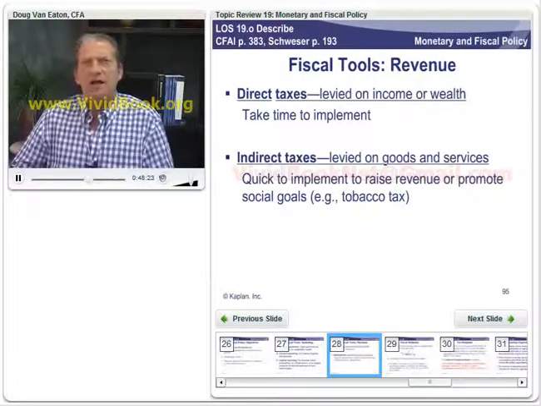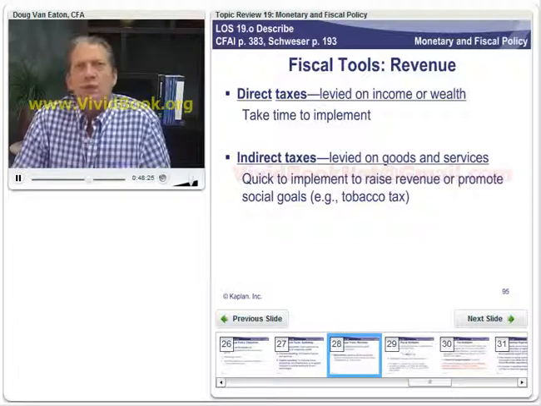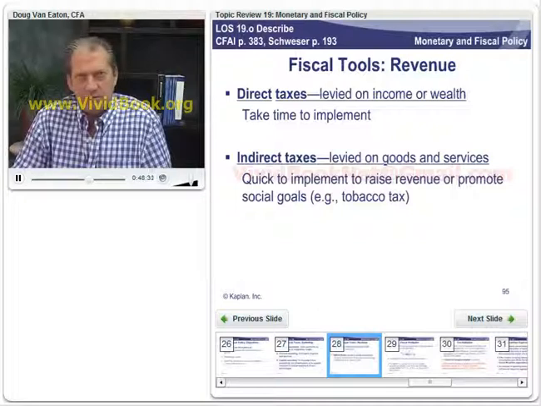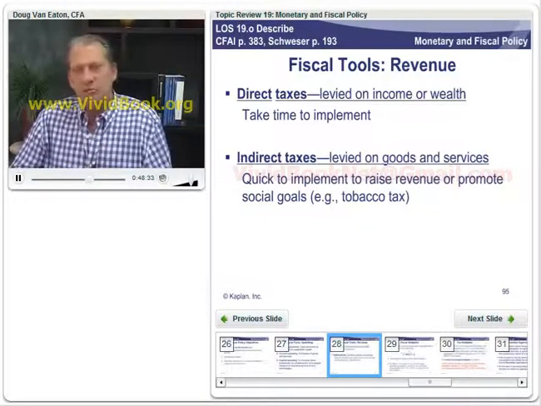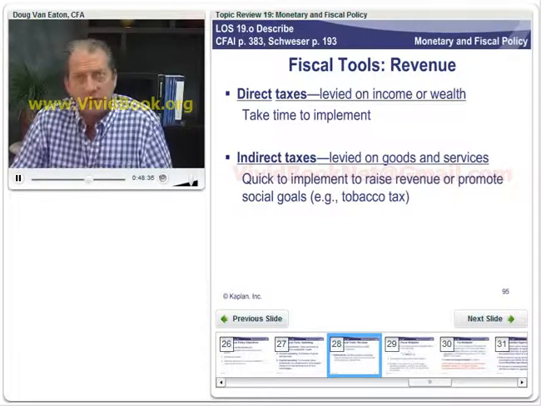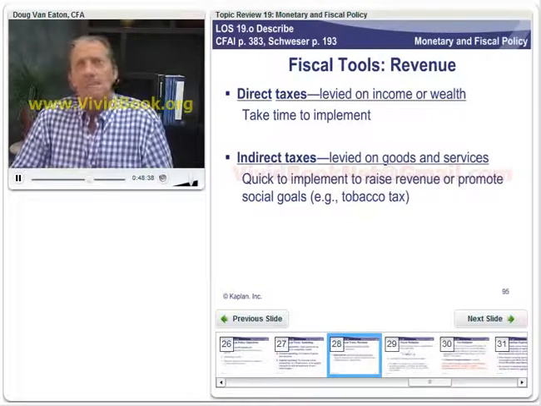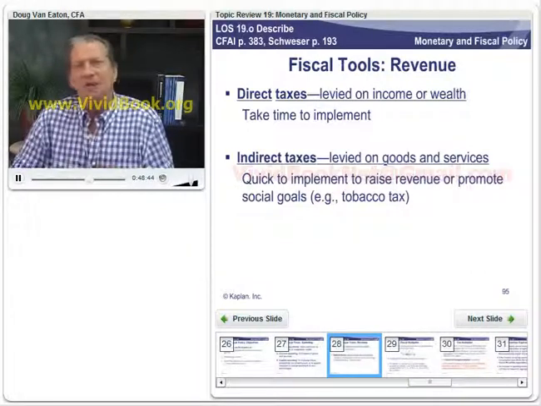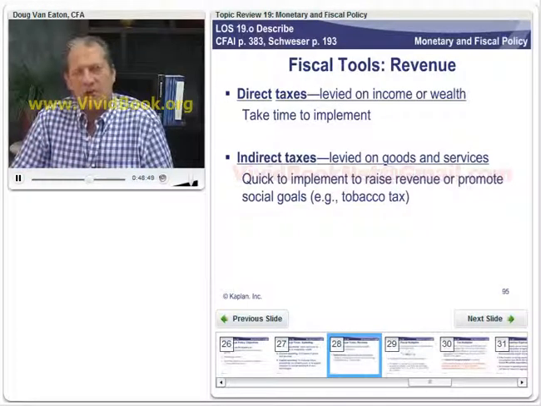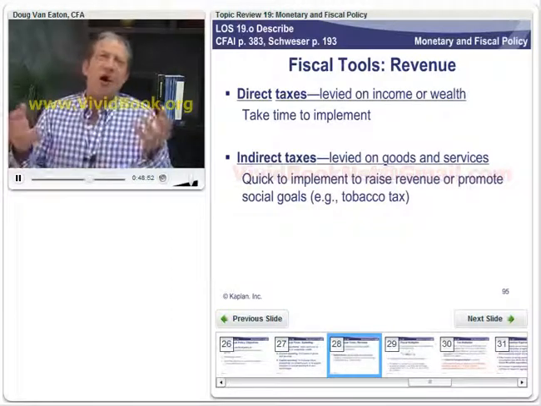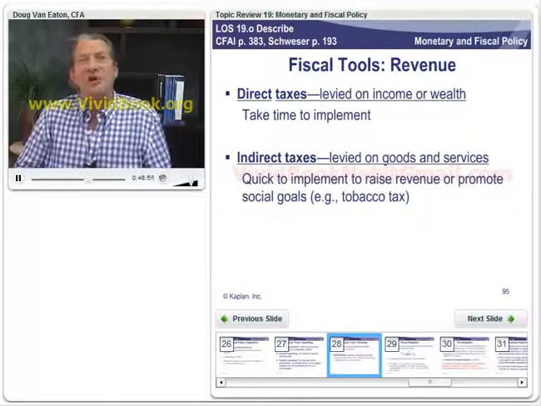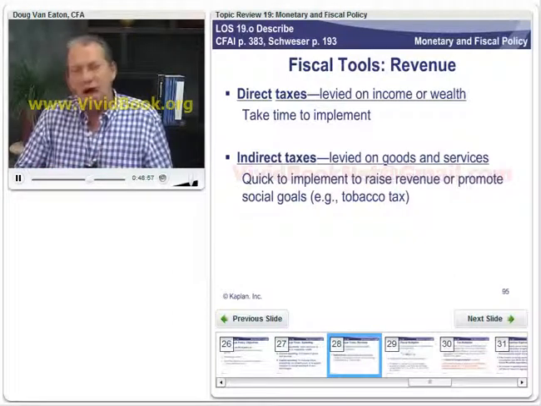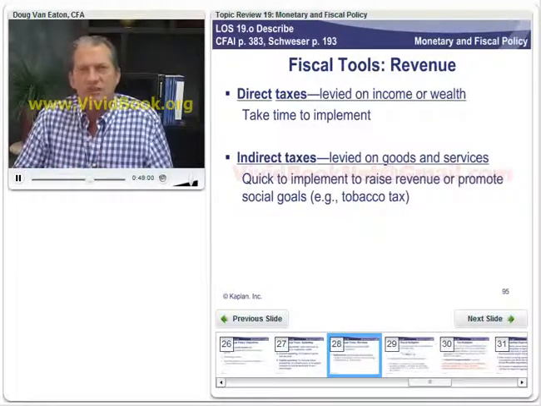Now, on the other side, the revenue side, we've got direct taxes. They take time to implement. It's got to be passed through the Congress or the Parliament, some sort of legislative body usually. So it takes time to increase income taxes, but the effect is pretty direct on the economy. When taxes go up, disposable incomes go down. Disposable incomes are what drive consumption spending to a large extent.